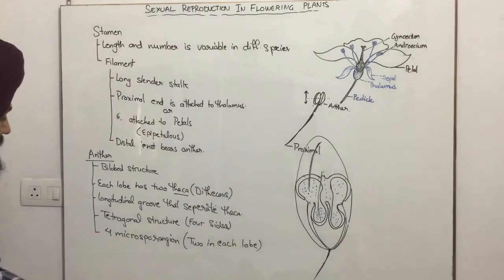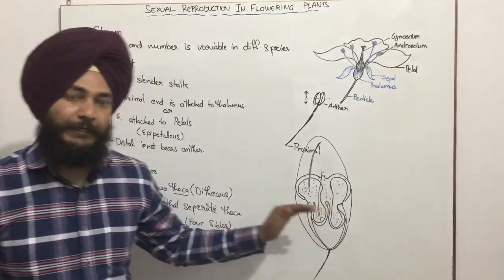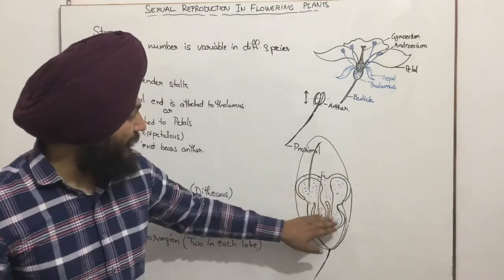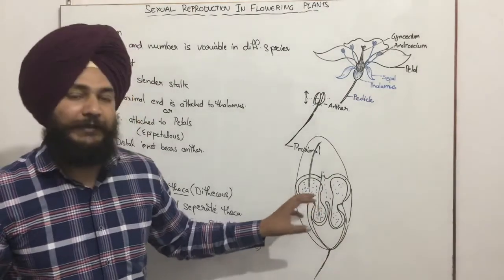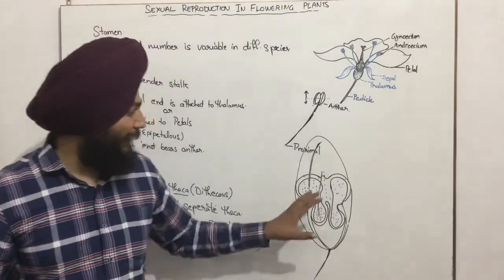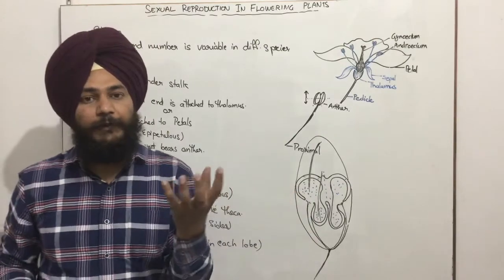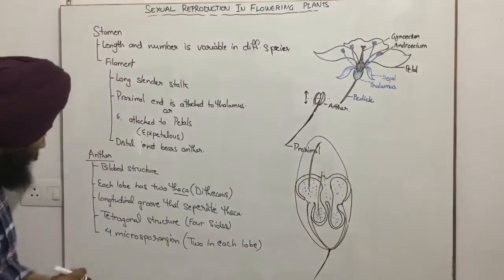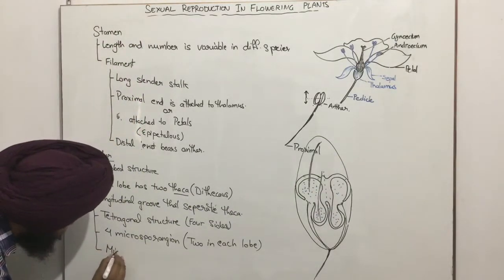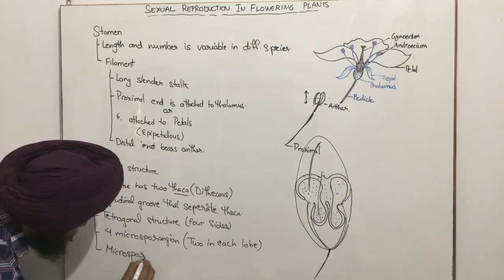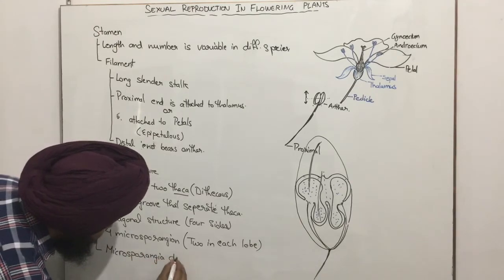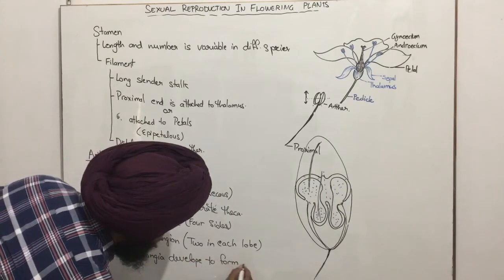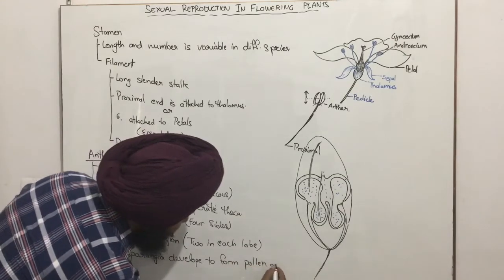Okay. And then the microsporangia develop further and they become the pollen sacs. The blue dots which I have shown here denote the pollen grains. So as they develop further, they will be filled with the pollen grains, that is why we call them pollen sacs. So the microsporangia develop to form pollen grains.